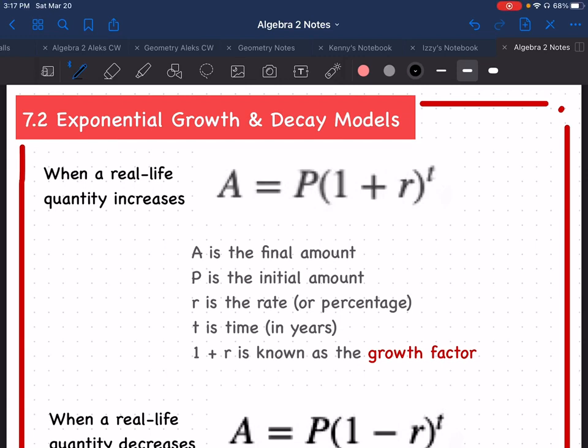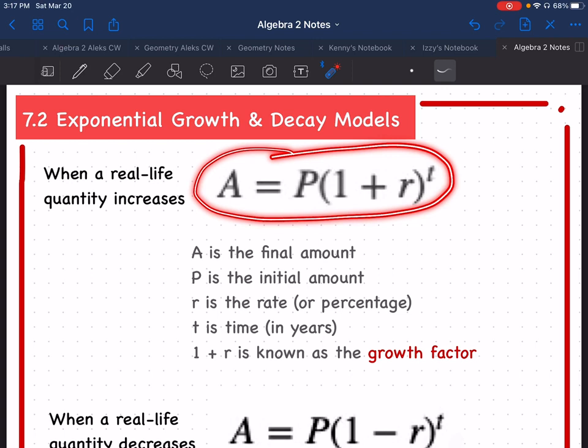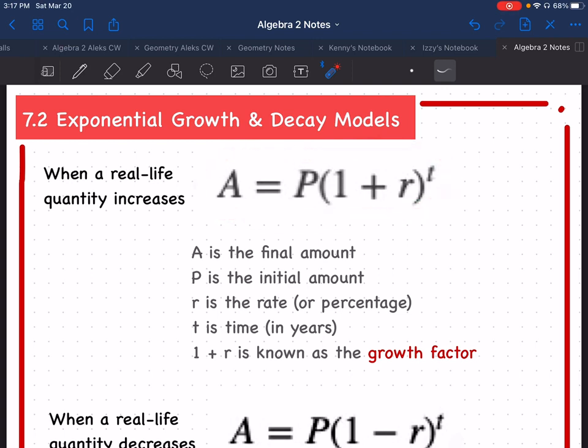Today's lesson is 7.2, Exponential Growth and Decay Models. When a real-life quantity increases by a percentage over a period of time, the final amount can be modeled by this function right here, where A is my final amount, P is my initial amount, R is the rate or the percentage at which it grows, and of course, T up here is time in years.